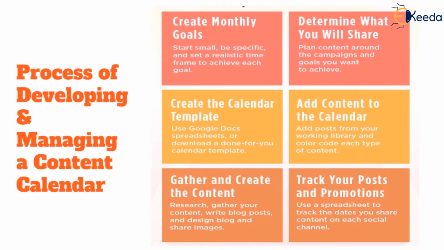So it's better that you research the internet to find out what kind of template you want and then build your own. Then add content to the calendar, add posts from your working library, and then color code each type of content. Once again, it's a great productivity tool, because by color coding you are able to understand at a glance how many blogs, let's say, or how many videos, how many social media posts you were able to publish in a given period of time. And that makes your analysis as well as managerial skills much more efficient.